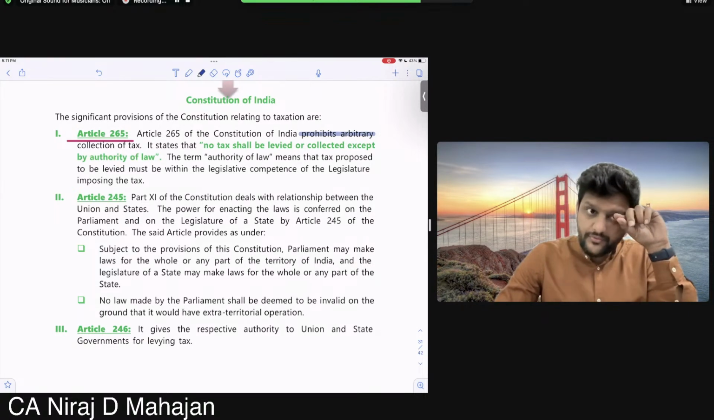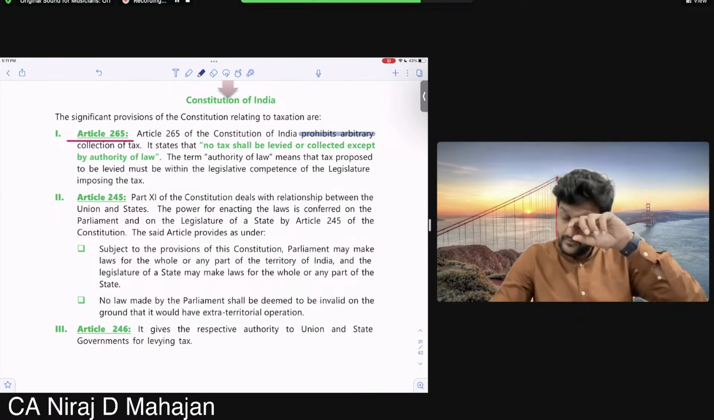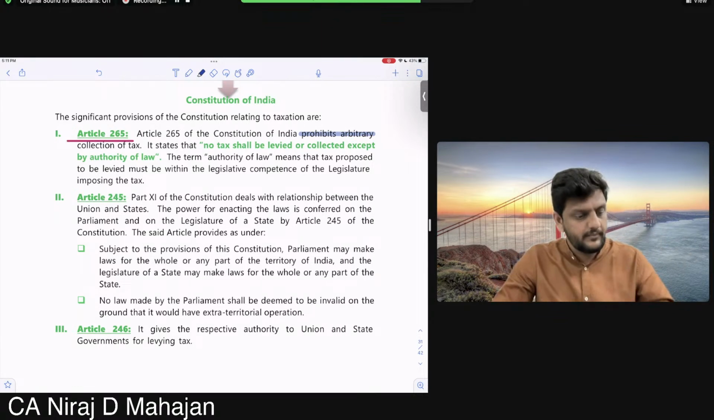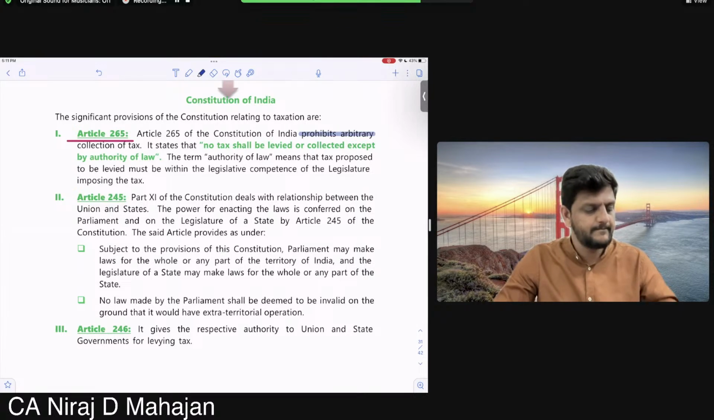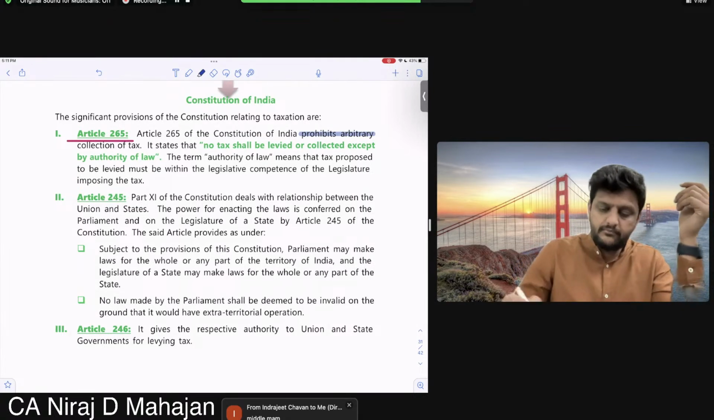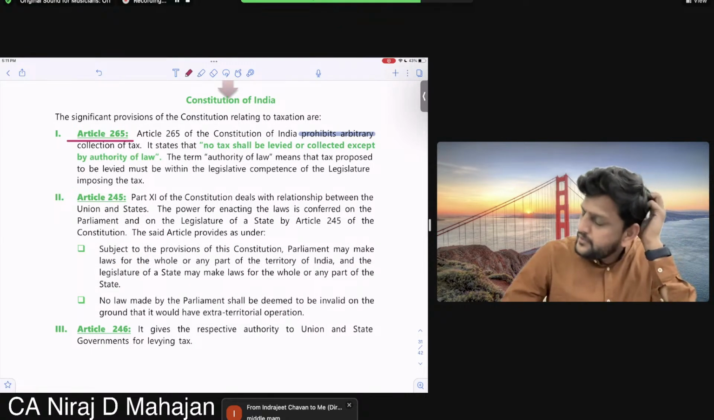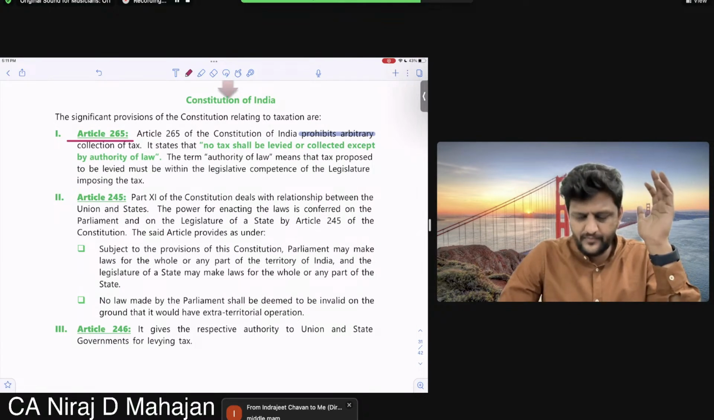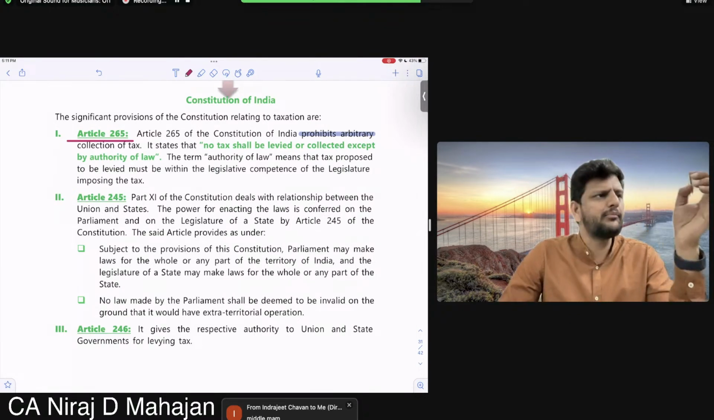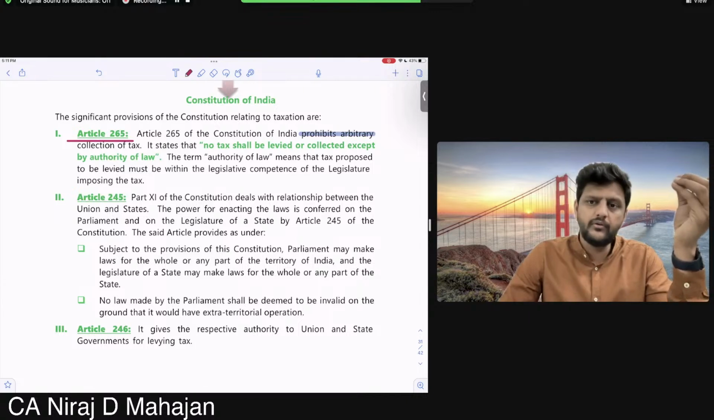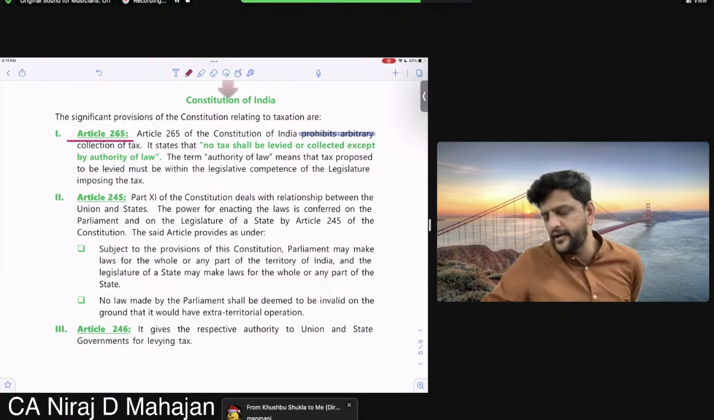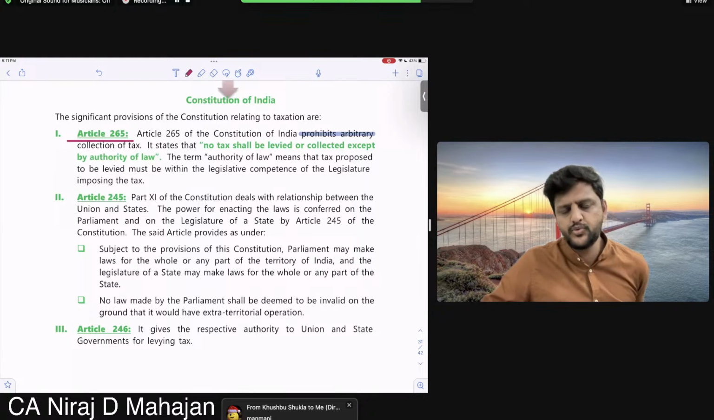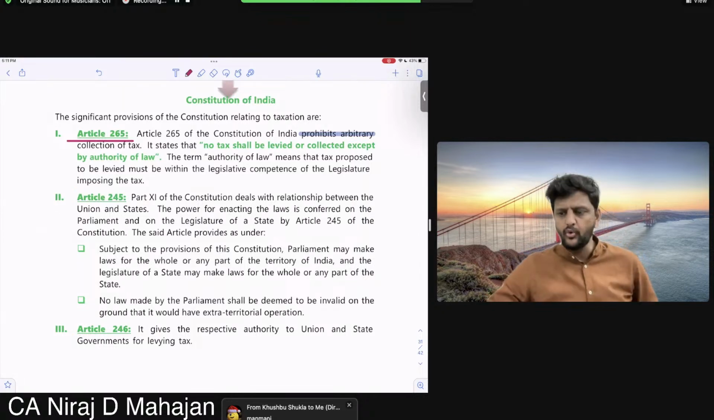What do you mean by arbitrary collection of tax? What do you mean by arbitrary? Anybody? It means, children, as per their own choice. Anybody collecting any type of tax is not allowed. Or if they think they can just pass an order and collect tax, not allowed. Manmani, yes, correct. Manmani means their own choice, not allowed.